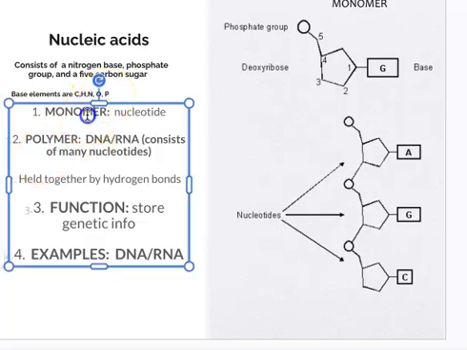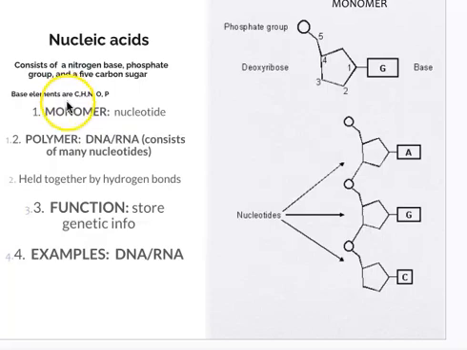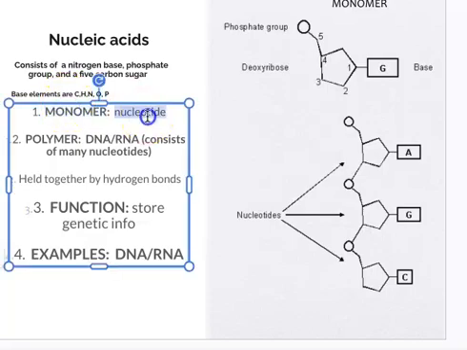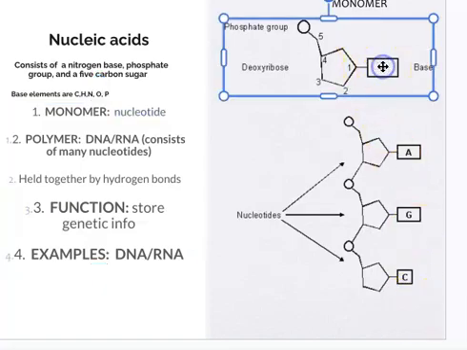So here's this monomer again. Again, 3 out of the 4 macromolecules have a monomer and polymer. The monomer for a nucleic acid is the nucleotide. Now, here are the nucleotides. There are 4 different nucleotides. There's a G, an A, C, and a T. And that might sound familiar. If that sounds familiar, that's because it's the building block to DNA.